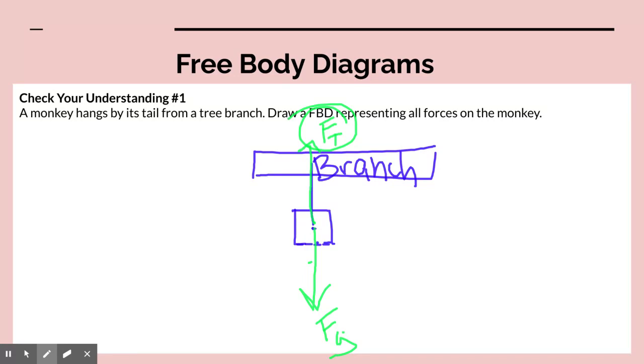Now you may be asking, well, Mr. Sheeline, what about the branch here? Yes, the branch is the branch. If we just looked at the branch, there is a force going this way due to gravity, but there is also a normal force being pushed up at the same time, just not at this location, but closer to the trunk of the tree. But we just want to focus in on the monkey. That's what we wanted to focus on. But that's what we should have here.